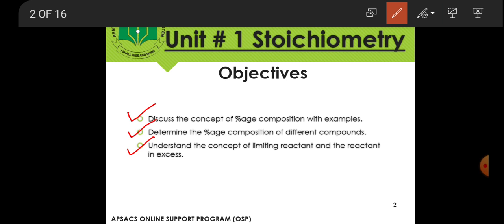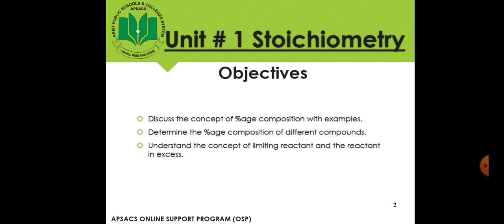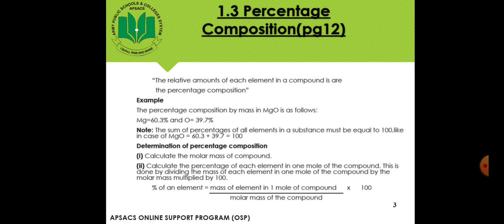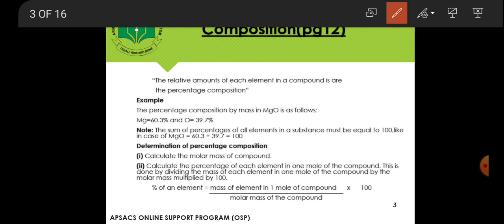Yes, friends, so let's continue with the topic. Today we will study topic number 1.3, percentage composition. By the term percentage composition, we mean that we calculate the percentage of each element present in a compound. For example, magnesium oxide is an ionic compound, and in order to find out the percentage composition of magnesium oxide, we calculate the percentage of magnesium and percentage of oxygen present in this compound. For example, the percentage of magnesium is 60.3% and the percentage of oxygen is 39.7%.